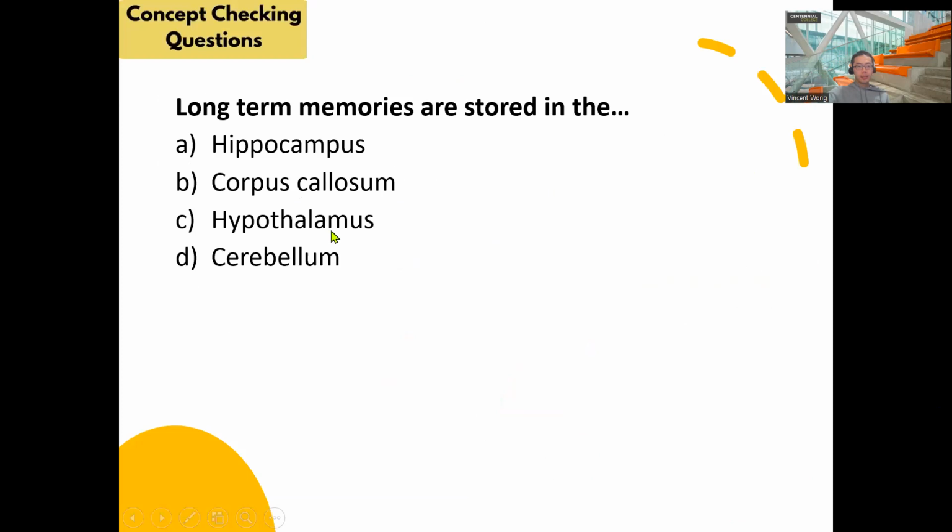Let me see. There is another one right here. Long-term memory are stored in the. I'm just gonna tell you this one. Okay, hippocampus. We just did that. You should remember hippocampus.